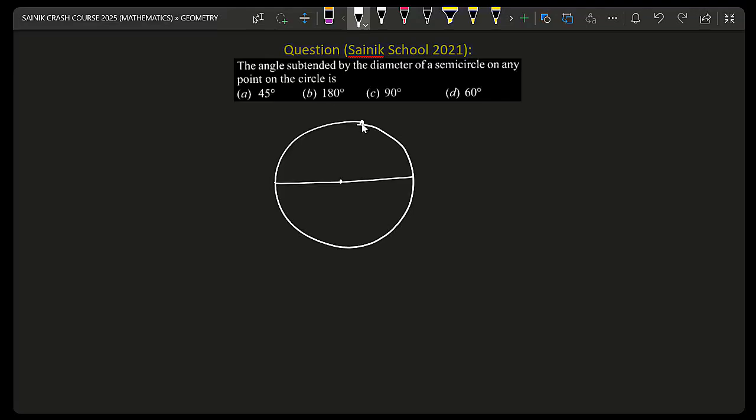Let's take a point here and say it is A, and let's take these 2 points X and Y, the endpoints of the diameter. The diameter endpoints are connected to any point on the circle, you can take anywhere. So they're asking this angle, XAY, what is this angle? Sir, obtuse angle, sir. I'm not asking the type of the angle. What is the measure of that angle?